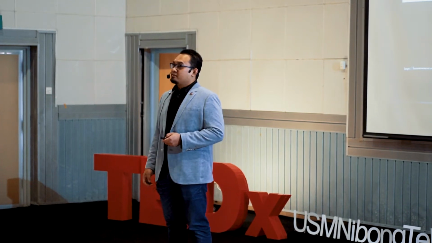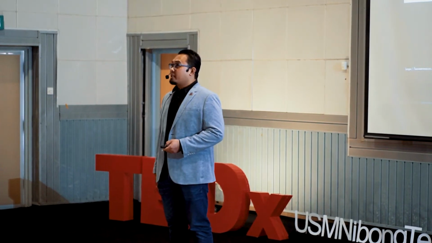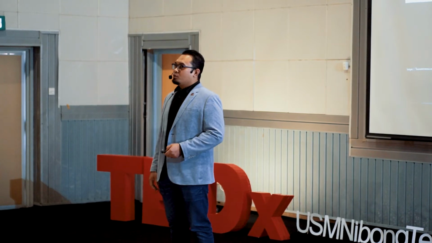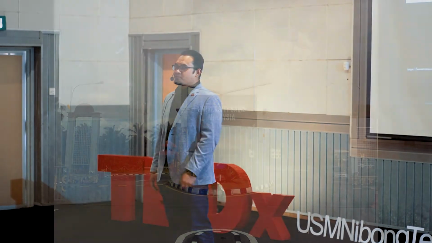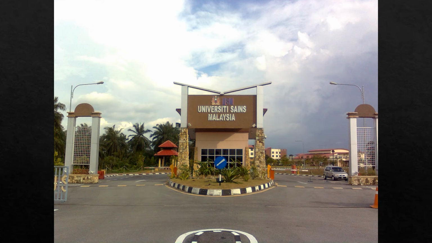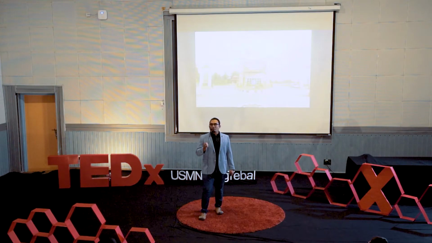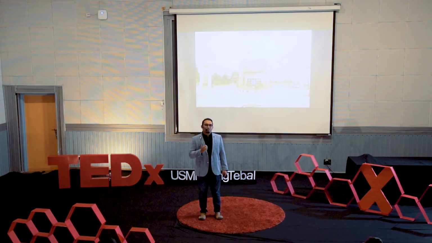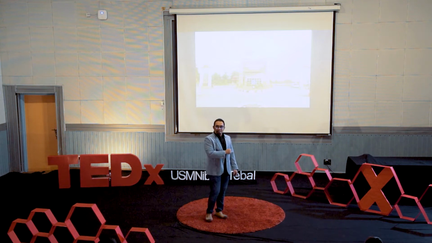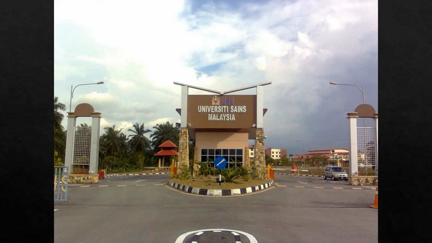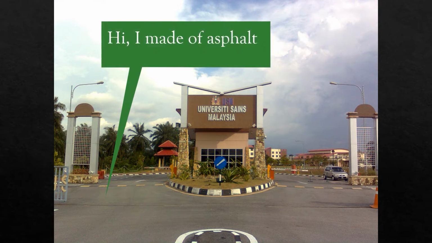We use asphalt. So this is the material, as you can see on the slide, that is used to build our pavement. I'm sure that you are familiar with this picture. This is one of the gates of USM Engineering Campus, the third gate. This pavement was actually built using asphalt pavement, so it used asphaltic concrete.